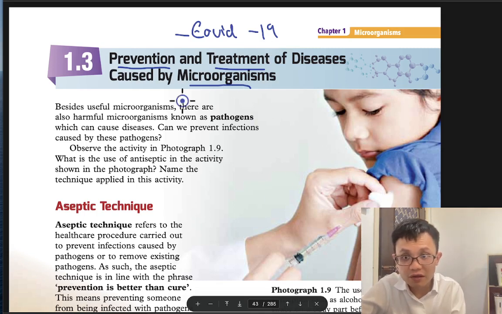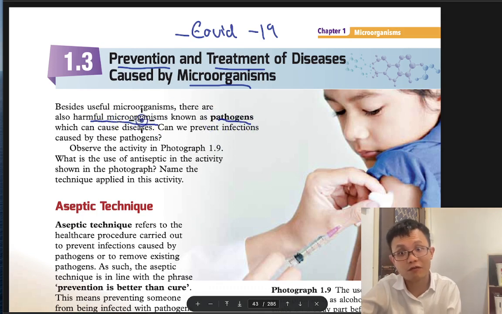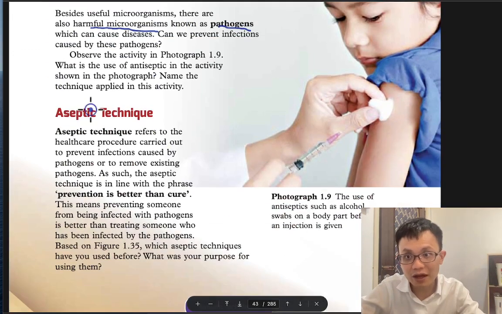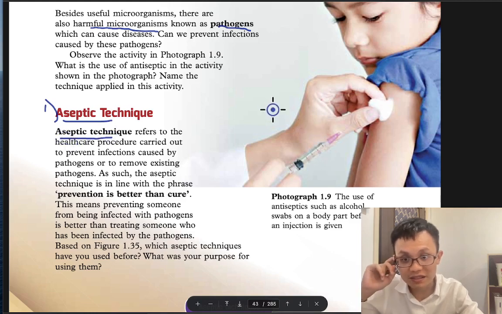So what is a pathogen? A pathogen is a harmful microorganism. So if the exam asks you what is a pathogen, you just say it's a harmful microorganism. Means it's not supposed to be there. It harms your body. So number one, what you can do is antiseptic technique. Okay, you put some cream. You can go to the pharmacy and buy.